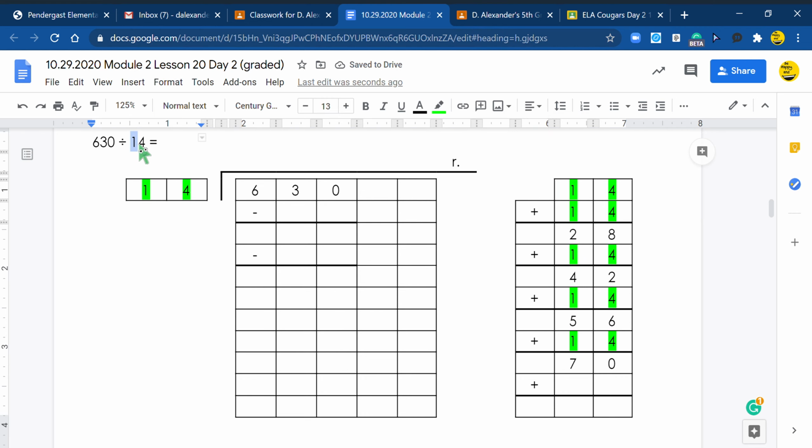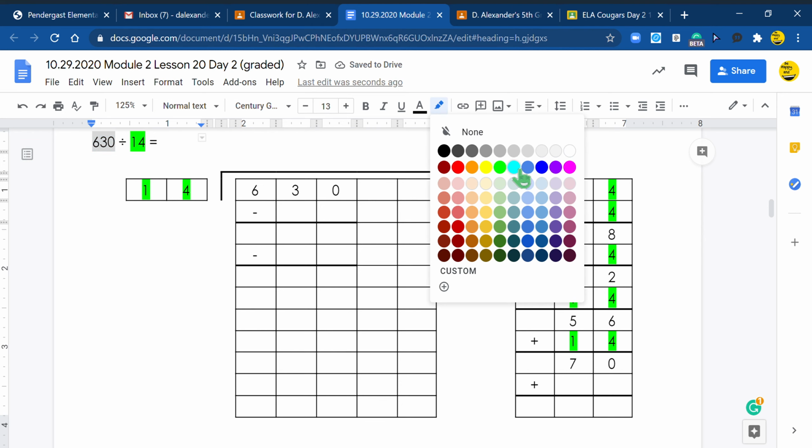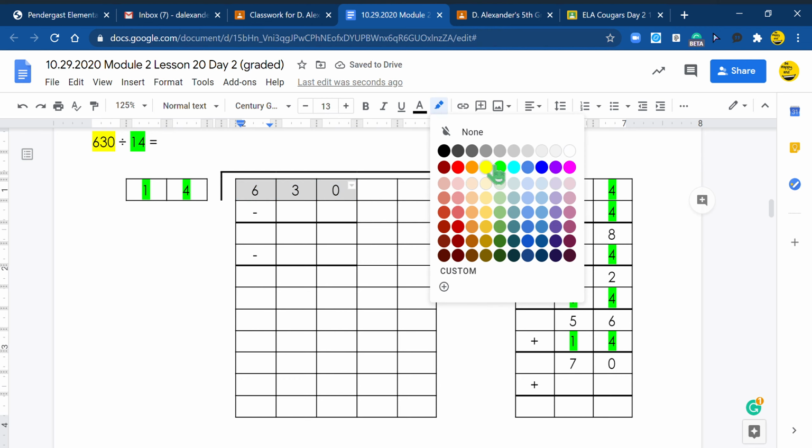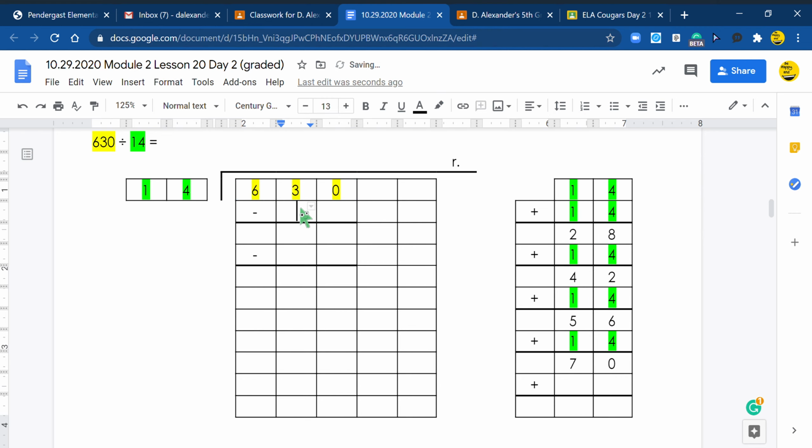So I'm just going to quick come over here and highlight so that I know why I've got those 14. Now I'm going to highlight my 630 right here just in case I need it. I'm going to just highlight it right here also. So if I have to regroup or subtract or anything like that, there's a way for me to do it so I remember what my original number was.